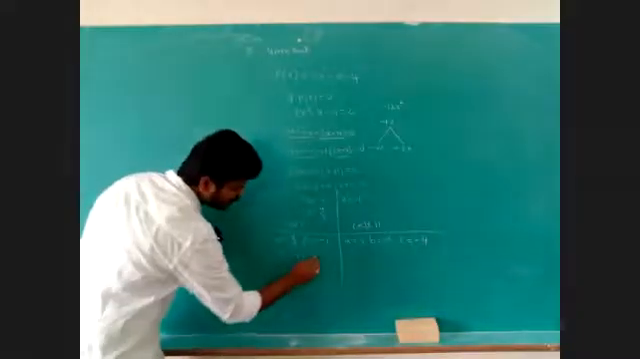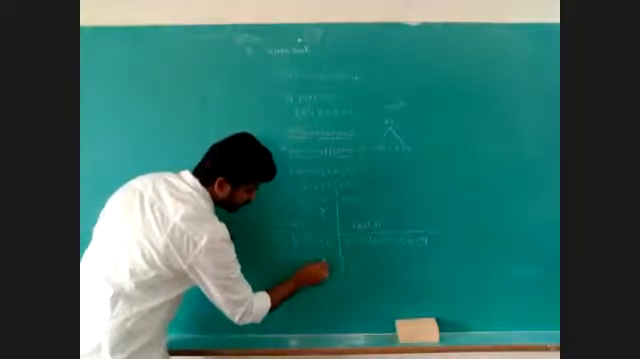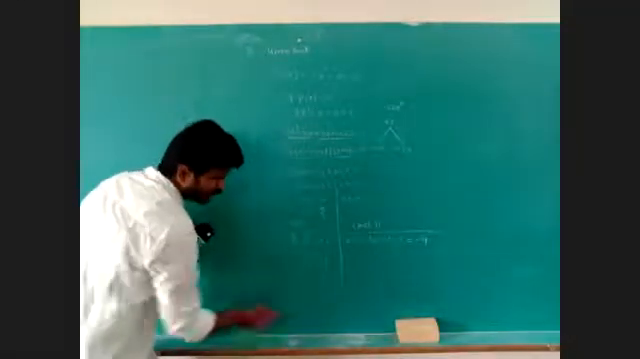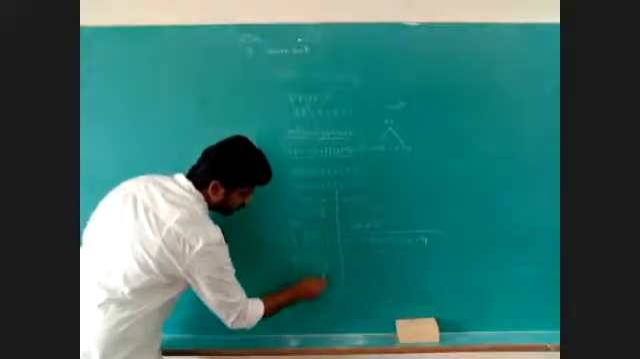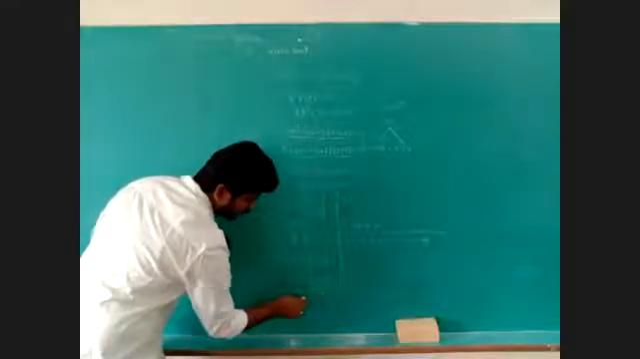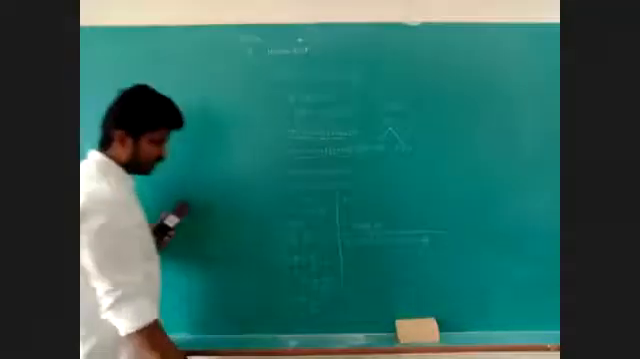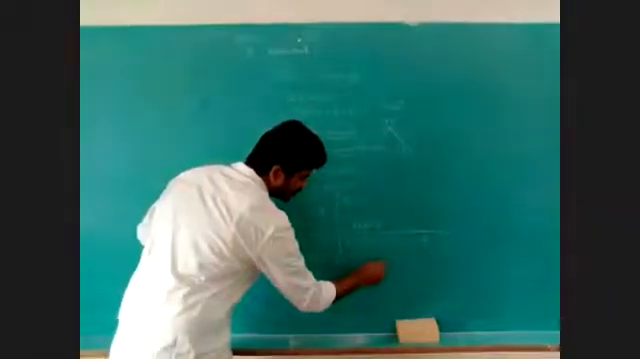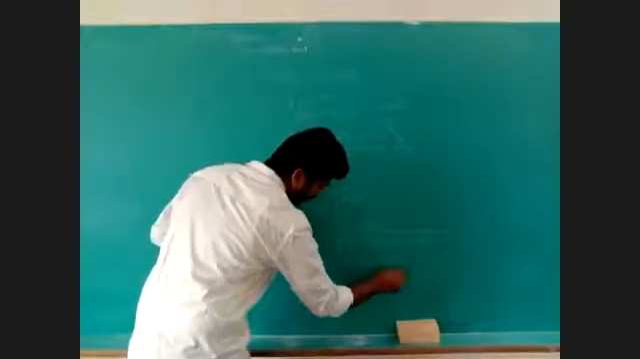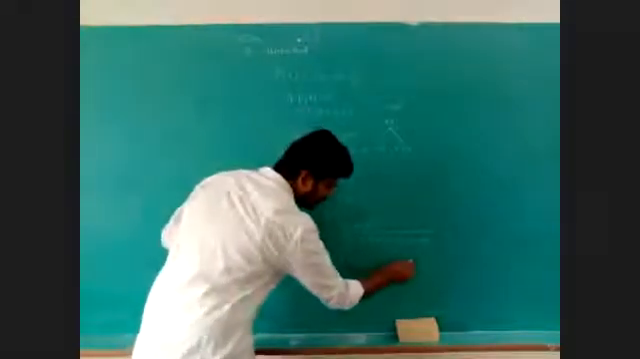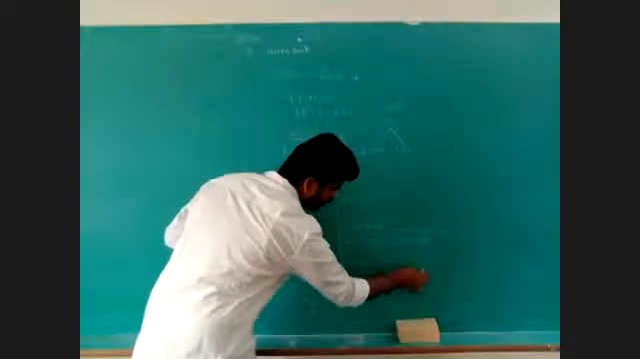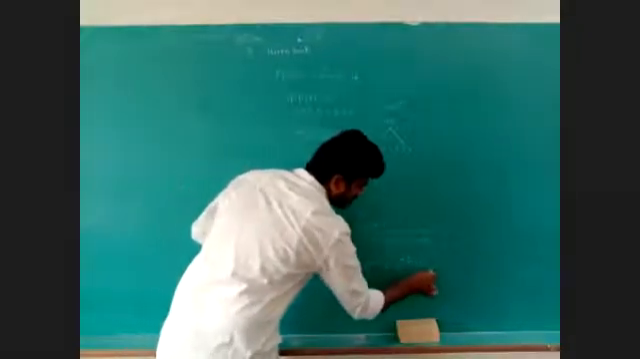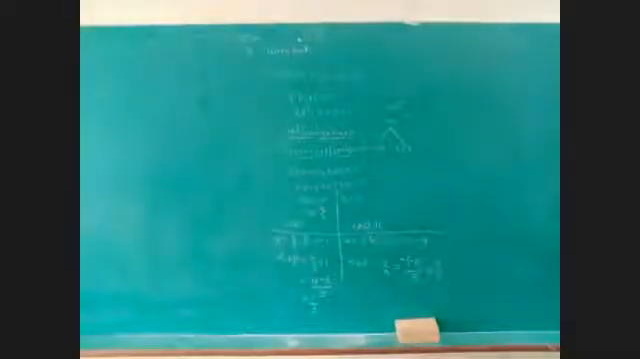Alpha plus beta. 4 by 3 plus into minus minus 1. If you do simplification, 4, 3 ones are 3. 4 minus 3 by 3, that is 1 by 3. Alpha plus beta value is 1 by 3. So if you go for the formula method, alpha plus beta equal to minus b by a. So here minus of b value minus 1 by a value 3. Minus into minus plus 1 by 3. Plus 1 by 3.